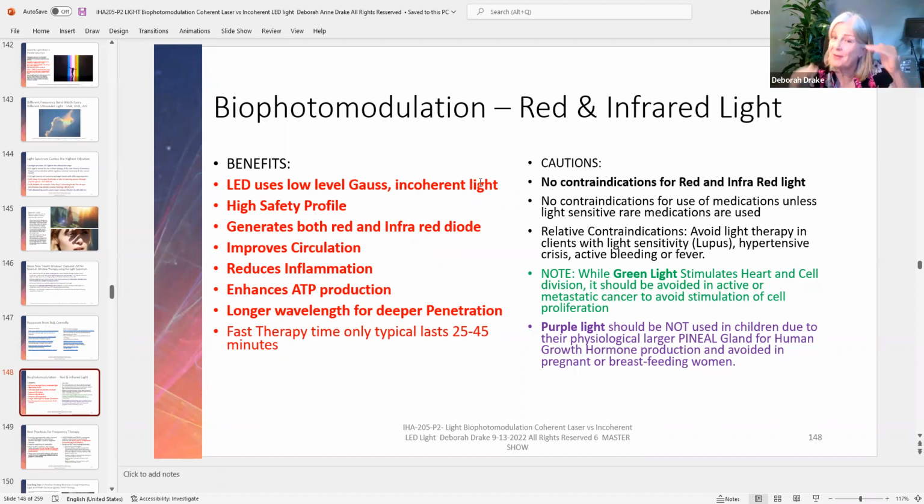But if you have a tumor that's active and metastatic and growing like crazy, don't use green light in somebody with a cancer. We're trying to reduce their cell proliferation during cancer therapy. So you might want to move back on that.